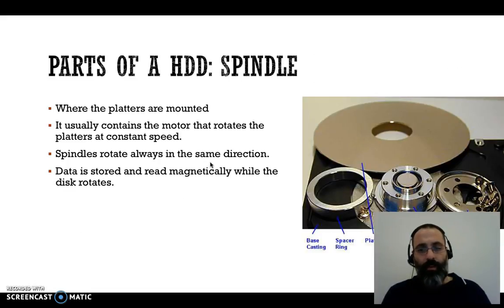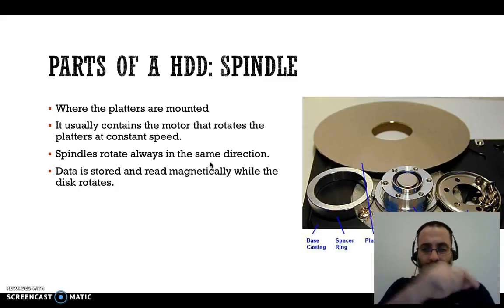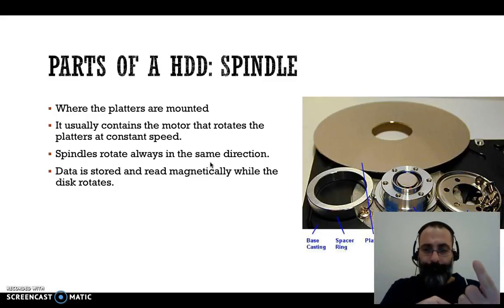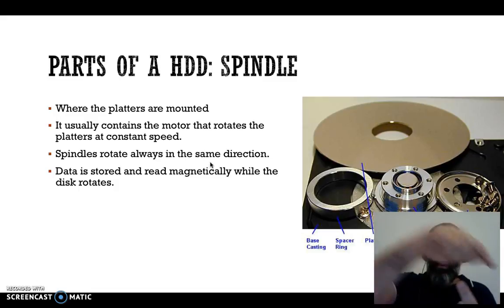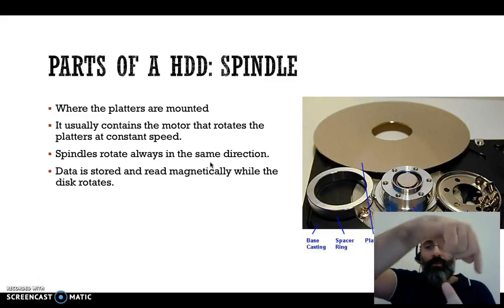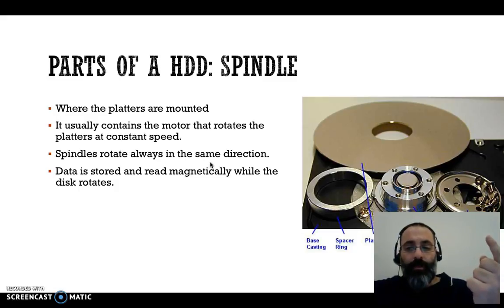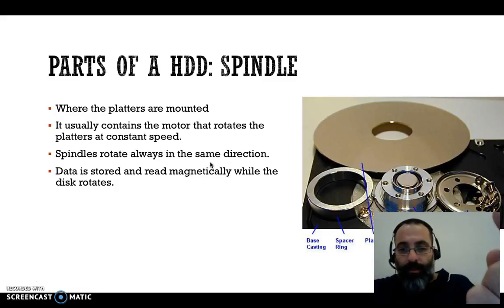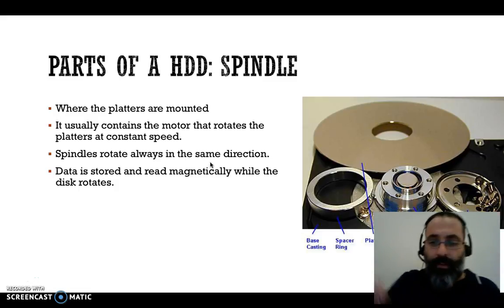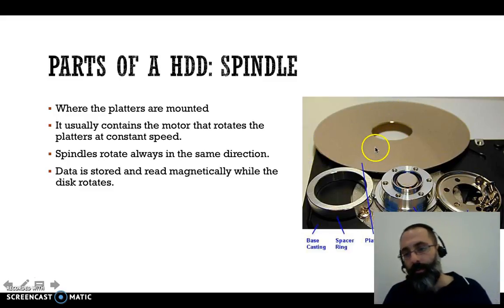The spindle is the part that holds the disks and the platters. It also has a motor and makes the platters rotate at a constant speed. They always rotate in the same direction, so data can be written and read really fast. Because the spindle rotates, the heads can read and write in this part, and in this part, and in this part, while it rotates.